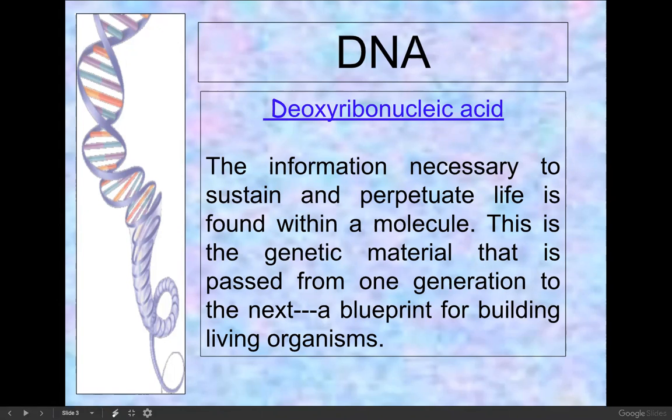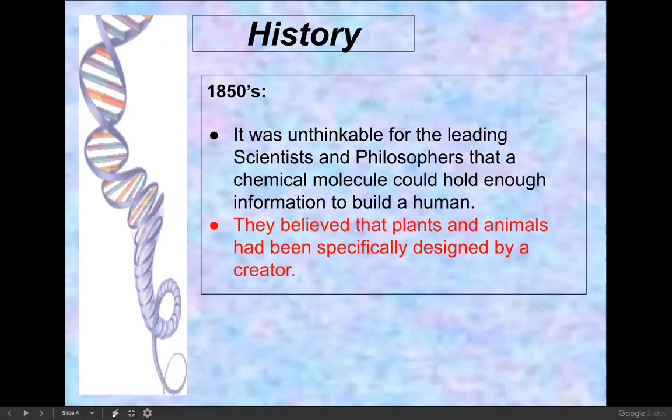All right, the information necessary to sustain and perpetuate life is found within a molecule. This genetic material that is passed from one generation to the next is a blueprint for the building of a creature, a living organism. If you remember in Jurassic Park, that's what they needed. In the 1850s, it was unthinkable for the leading scientists and philosophers that a chemical molecule could hold enough information to build a human. They believed that plants and animals had been specifically designed by a creator.